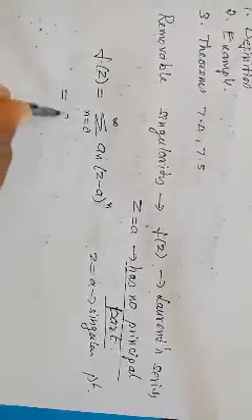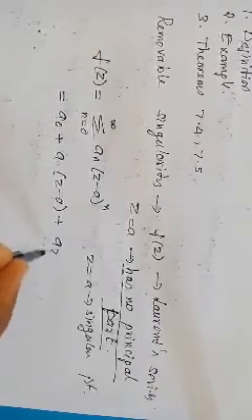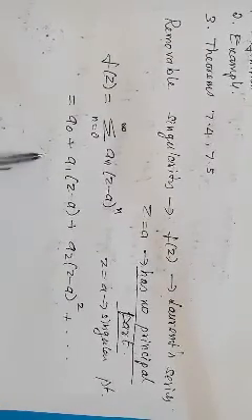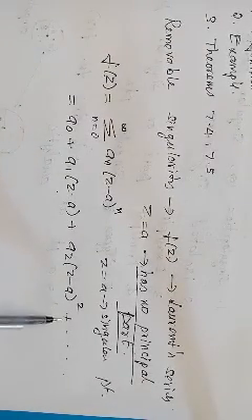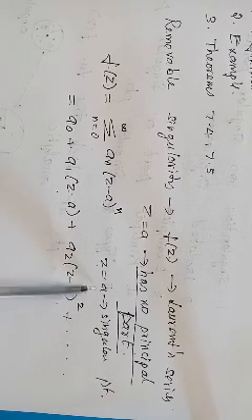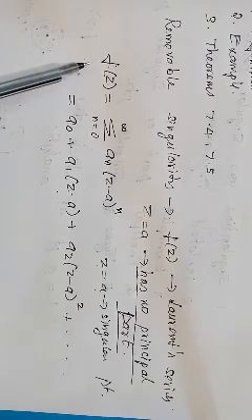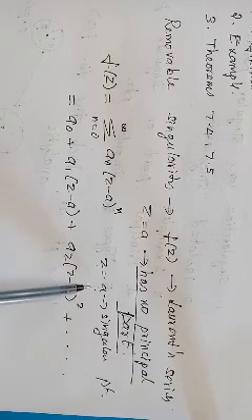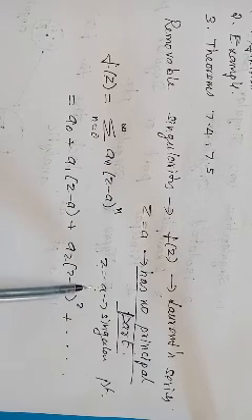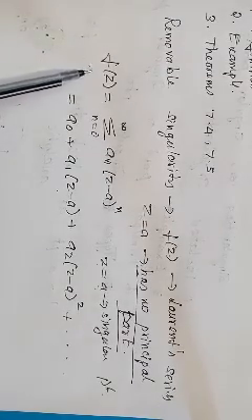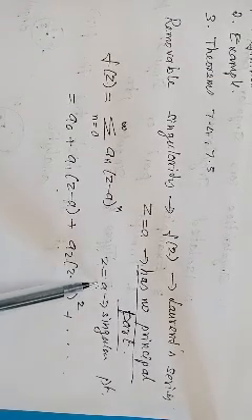Now when we expand this, it is a0 plus a1 into z minus a plus a2 into z minus a the whole square, etc. And this is a polynomial in z minus a. At the point z equal to a, which is a singular point, the derivative of f of z exists at the point a because it's a polynomial. Now this f dash of z is defined at z equal to a. So now the function becomes analytic at z equal to a.